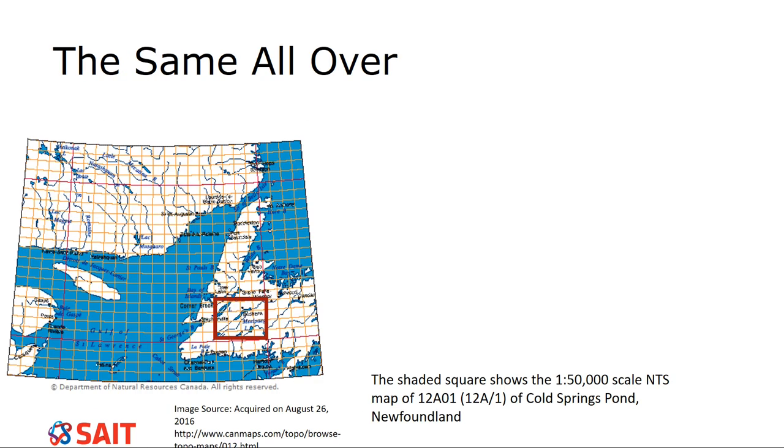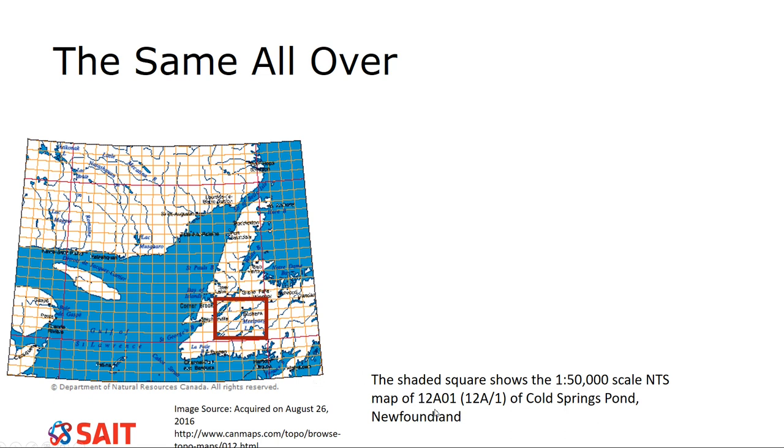And it's the same everywhere in Canada. Here we are in Alberta, and we have the exact same thing as what I just showed you with BC, and it's the same in Newfoundland. In Newfoundland, if I wanted a map of Cold Springs Pond, I could go to NRCan and download it for free, or go to any map sales place, and you will find a map of scale 12A01.